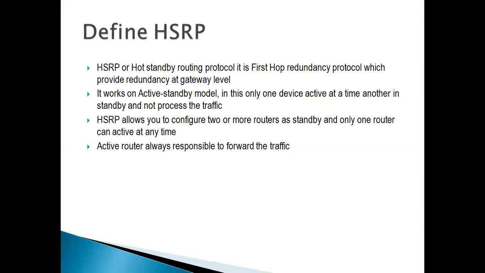They will not process the traffic which is coming from the host machine or user and going through the L3 device which has HSRP configured. It can be a router, it can be an L3 switch, whatever. The active router is always responsible for forwarding the traffic. It means the traffic always passes through the active router. Other routers are not responsible for processing the traffic unless the active router fails.